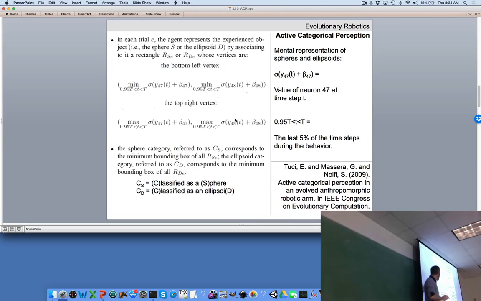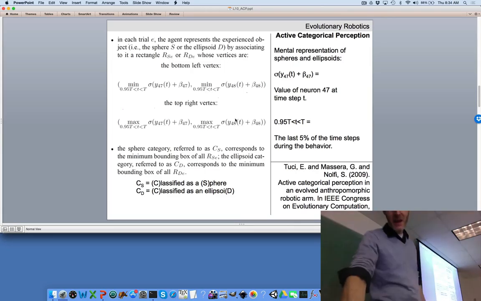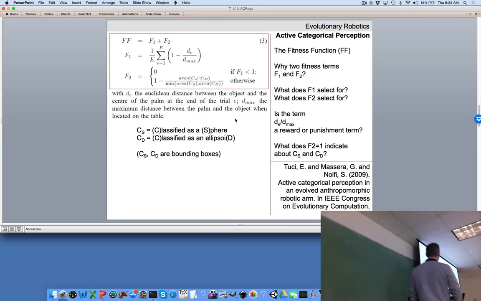So we have these two bounding boxes, CS and CD, and now we're going to take those bounding boxes, and for every CTRNN, we're going to expose that CTRNN to 16 objects or 16 environments, which is going to give us these two bounding boxes for each CTRNN, and we use them to compute the fitness of that CTRNN. So we finished last time by looking at the fitness function for this particular experiment, which is made up of two terms, F1 and F2, and we finished last time by working our way through them.